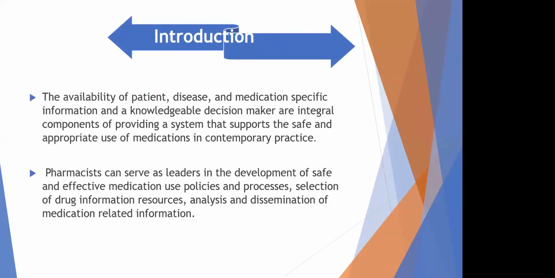As for the introduction, once there's availability of a patient and we're looking at a disease, and then we have medication-specific information, and of course, a knowledgeable decision maker, in this case most likely a pharmacist, all these provide a system that supports the safe and appropriate use of medications in practice. So pharmacists can actually serve as leaders in the development of safe and effective medication use policies and processes. They can be involved in selection of drug information resources, even analysis and dissemination of medication-related information.